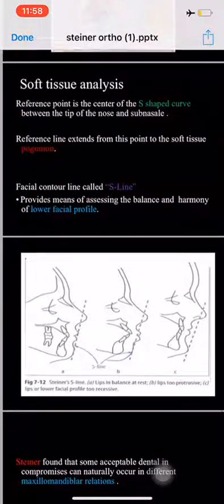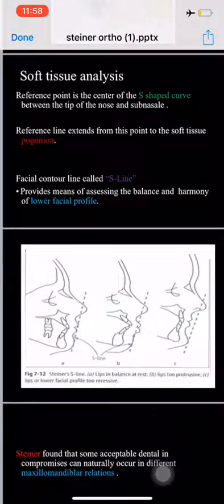Soft tissue analysis. Soft tissue analysis reference point is in the center of the S-shaped curve. هنا نشوف اكو S-shaped curve. هذا وين يمتد ال S-shaped curve؟ هالشكل هذا او هذا الكيرف between the tip of the nose and the subnasal، عن منطقة السبنيزل. اكو كيرف. السنتر مال الكيرف راح نعتبره هو النقطة S، وراح نرسم هذا الخط الدوتد لاين.